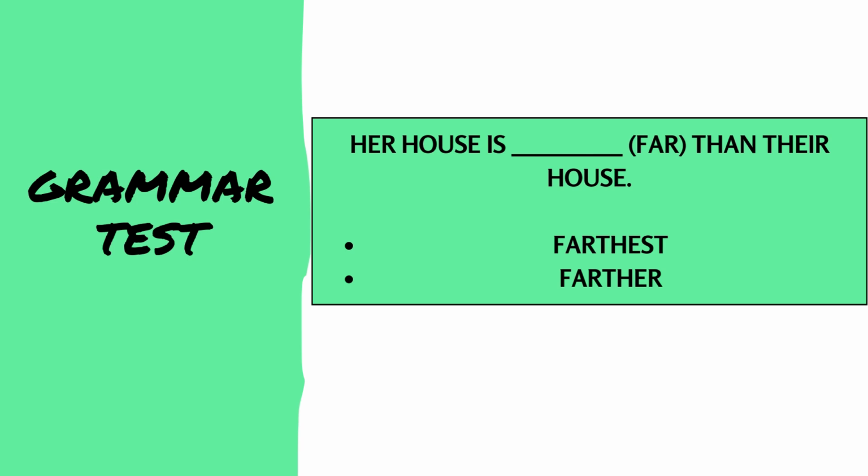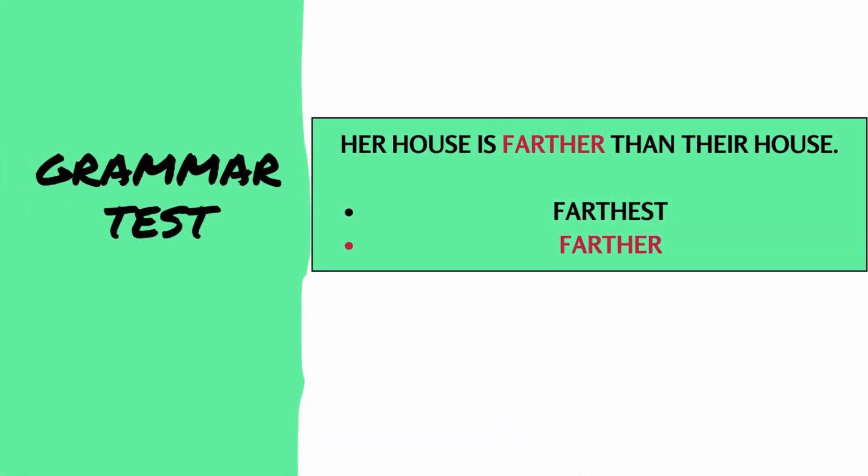Let's have a look at the last sentence. Her house is, the adjective far, than their house. Which is the correct answer? Farthest or farther? The correct answer is, her house is farther than their house. Farther is the comparative form of an adjective, not farthest, because as I have already mentioned, when you see this word then, it means that you need to use the comparative form of an adjective.